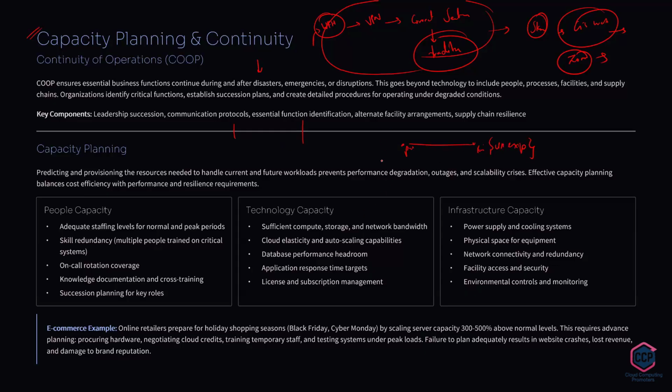There could be a disaster, a flood, an earthquake, anything could happen. In order to make sure that even these disasters do not disrupt our operations, which could be business operations, security operations, or working operations, we make sure that people capacity is maintained, technology capacity is there, and infrastructure capacity is there. People capacity means the physical place should be there within the organization.